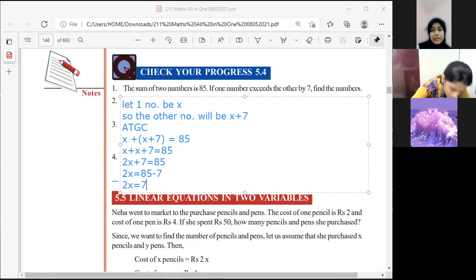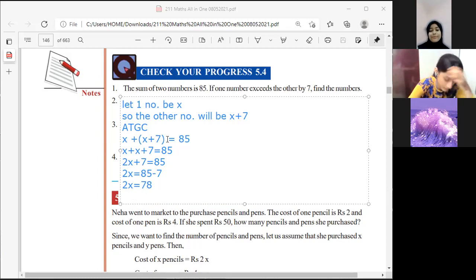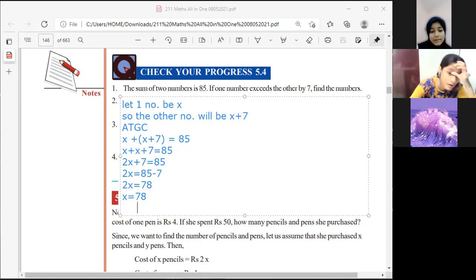78. Very good. So I write 78. If I keep x on this side, tell me what is going to happen to that 2 that is there on the left hand side. When it goes to the right hand side, what happens? Divided by 2. Yes. What is 78 divided by 2? 39. Superb. So my x is 39.